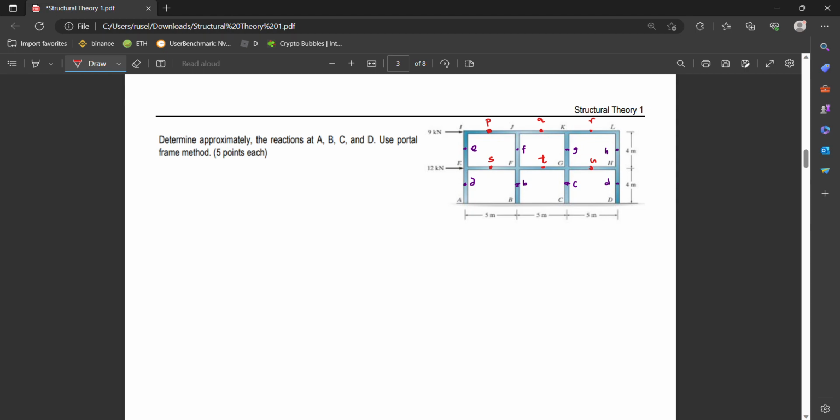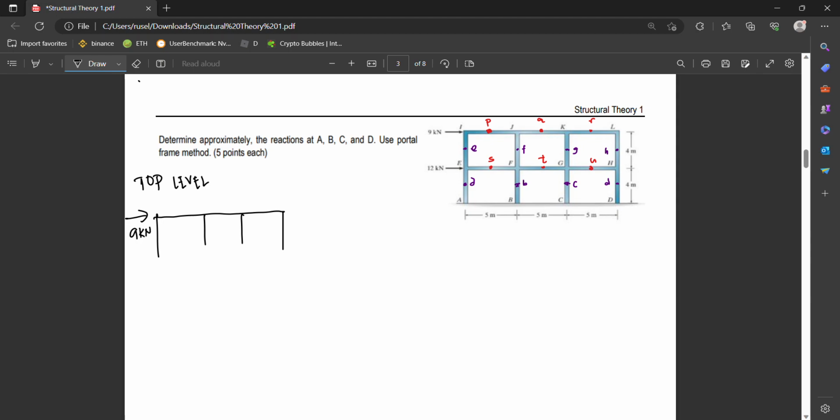Next, after assigning your variables, by portal method, we know that, wait, let me draw again. In the top view, top level, this is how it looks. From here to here. Let's assume this is the top level, and you have your 9 kilonewton here.